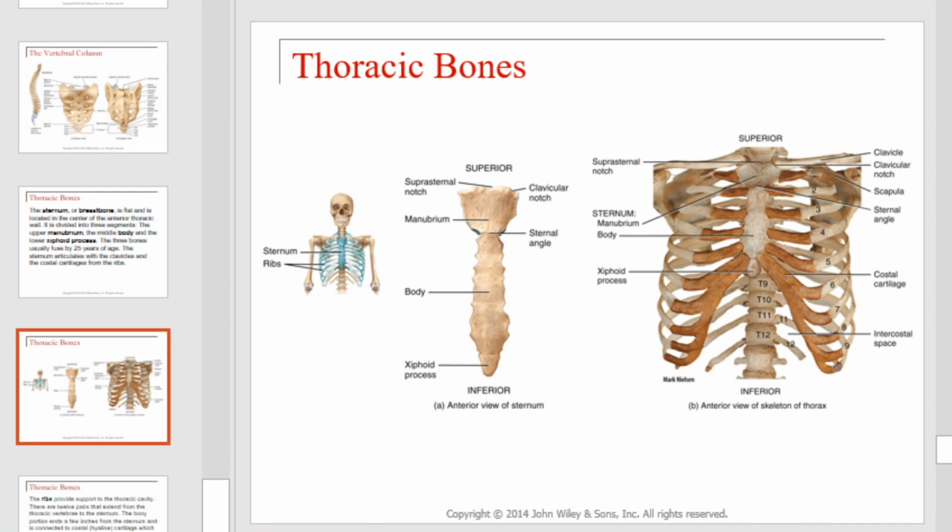This is an illustration of your sternum and a second illustration showing its relationship to the costal cartilages as it forms the rib cage.